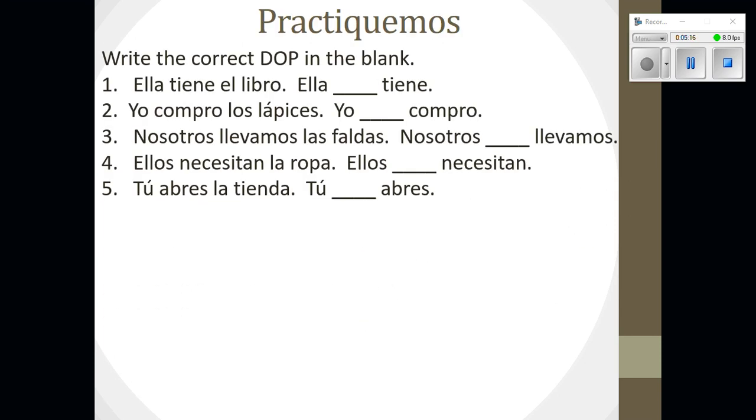All right, practiquemos. Write the correct DOP in the blank. All right, so if you notice here, we have a sentence that tells us what our direct object is. Ella tiene el libro. She has the book. What does she have? The book. So we know that's the direct object, okay?